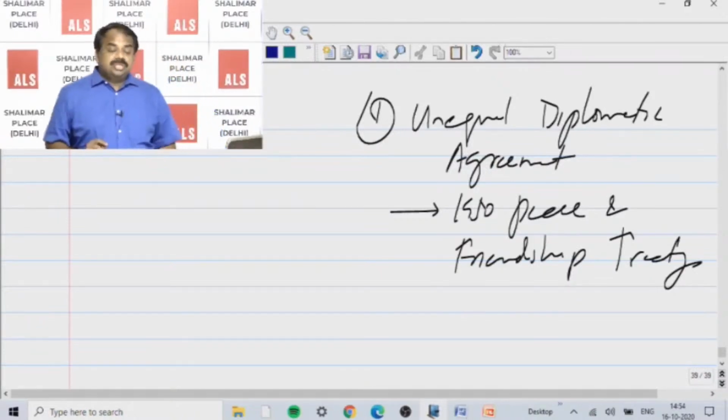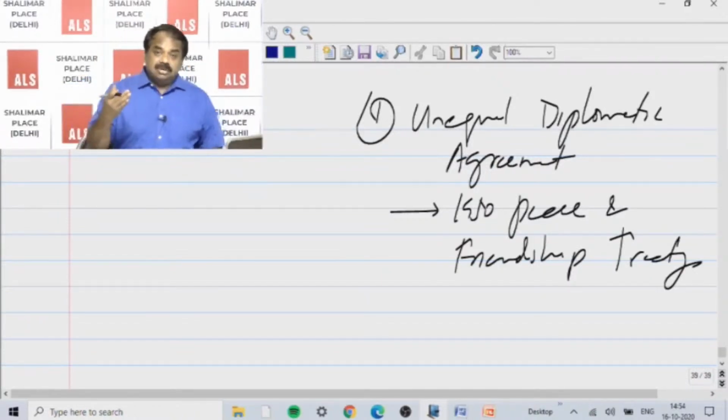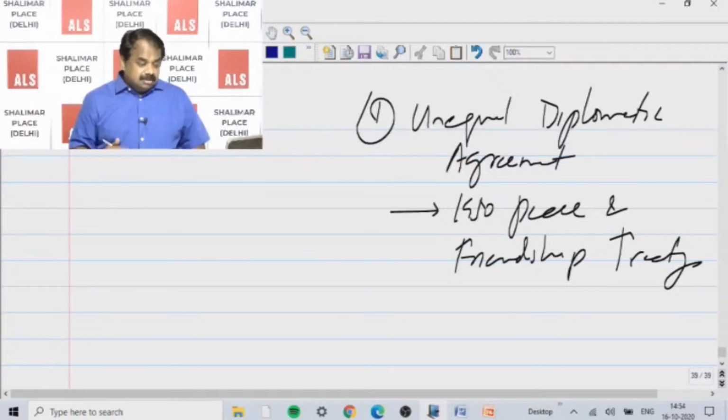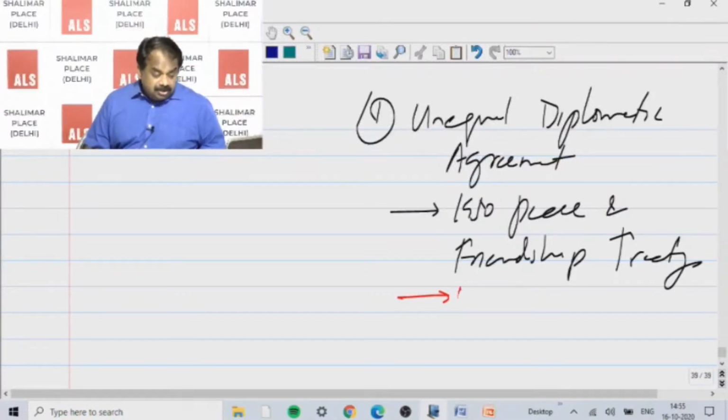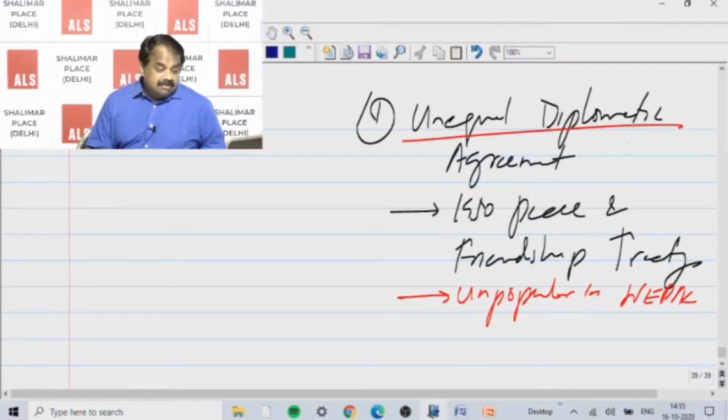Okay, so this is the bedrock, or the foundation, of India-Nepal relations. But Nepal feels this is a one-sided treaty and it is not in favor of Nepal. The vast majority of Nepalis feel that it is fully in favor of India. It is hugely unpopular in Nepal. So, these unequal diplomatic agreements.